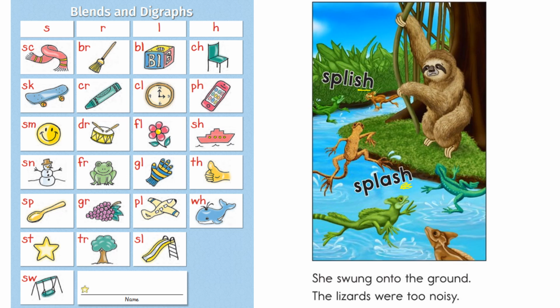I'm hearing that sh, sh, sh sound, the same one we hear in she. Oh wow, there are so many blends and digraphs. Let's see if we read through them and see if we can catch them all. She swung onto the ground. The lizards were too noisy. Splish, splash. Oh, it looks like splish and splash both have the sp sound like in spoon. So splish, splash has a blend like in spoon and a digraph like ship.